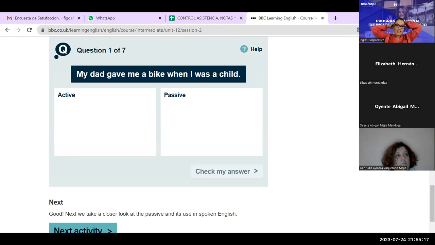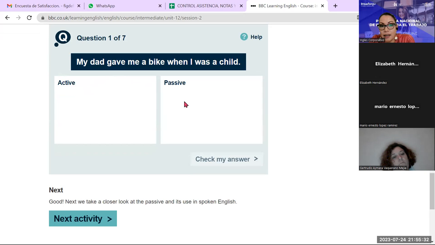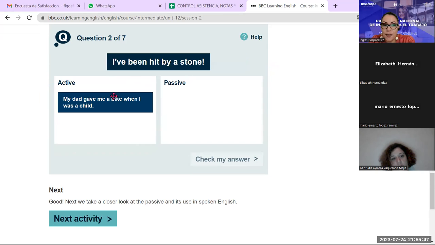Is there confusion still? Yes, Mario? Tendría que ser aplicada a los objetos si fuera pasiva. Ajá, si fuera pasiva, tendría que ir primero el objeto, ¿verdad? Cristina dice active. And yes, it is active.